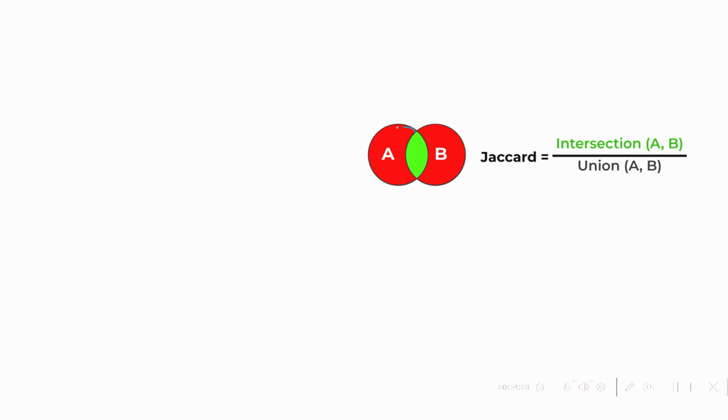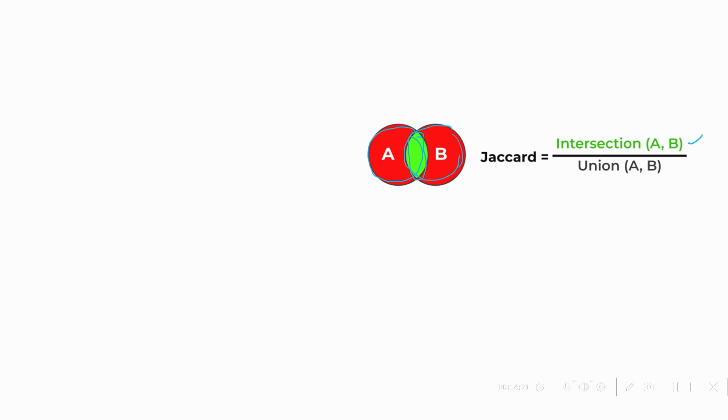This is the set A and this is set B. Now the Jaccard coefficient is equal to the intersection of A comma B divided by the union of A comma B. Simply, that is called the Jaccard coefficient.